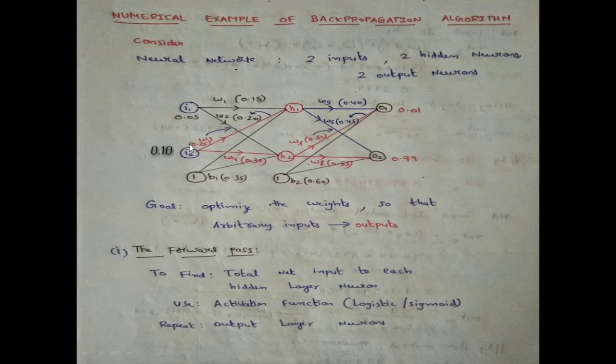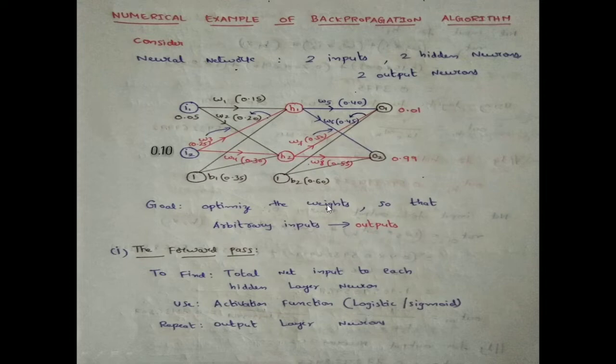Now what is the goal of the backpropagation algorithm? The goal is to optimize the weights so that the neural network can learn how to correctly map arbitrary inputs to outputs. In this complete discussion, we work with input 1 equal to 0.05 and input 2 equal to 0.10, and we want the neural network to give output values equal to 0.01 and 0.99 for output neuron 1 and output neuron 2 respectively. Now let us start with the first step, the forward pass.